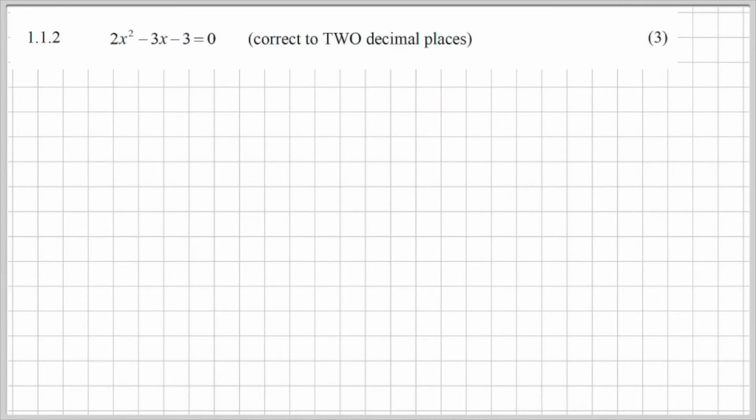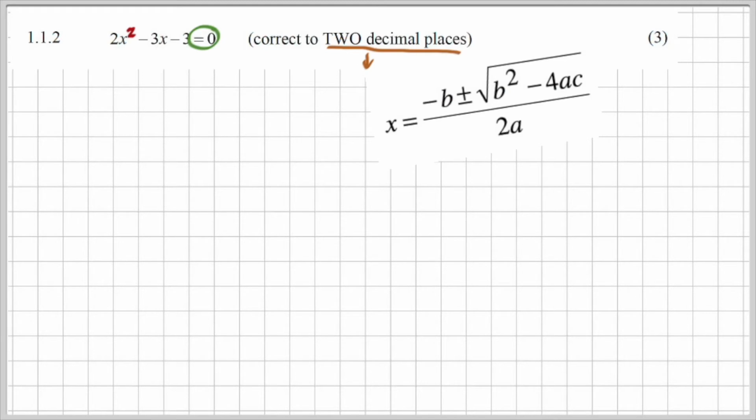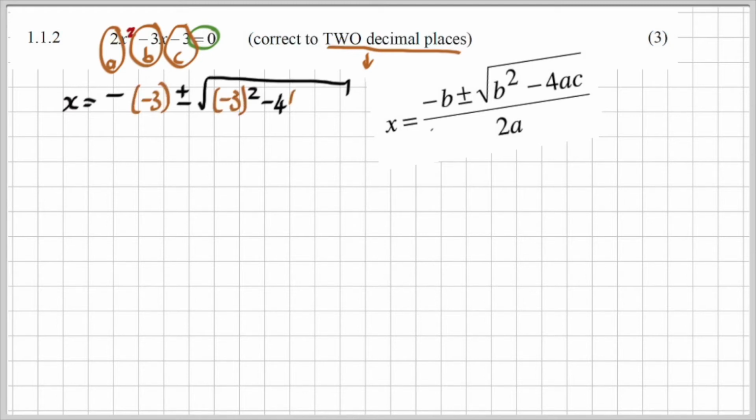1.1.2. 2x squared minus 3x minus 3 equal to 0. It's quadratic, so I need equal to 0. And then they say 2 decimal places. So I know I've got to look at the quadratic formula. I know it. It's that dead giveaway. So a is 2, b is negative 3, and c is negative 3. I'm going to just plonk it in, just substitute that in, and get my answer.